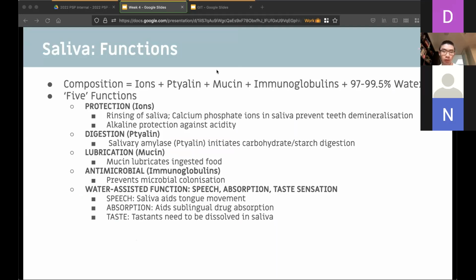So, funny enough, when we start with gut secretions, we start with the mouth because digestion actually starts at the mouth. You've got your saliva, which has multiple functions. The way you can think of it is that each of the components of saliva has its own role in governing how saliva does its job. So you've got ions, you've got amylase, mucin, immunoglobulins, and then you've got water, which makes up roughly 97 to 99.5% of it. So from those five components, you get roughly five functions.